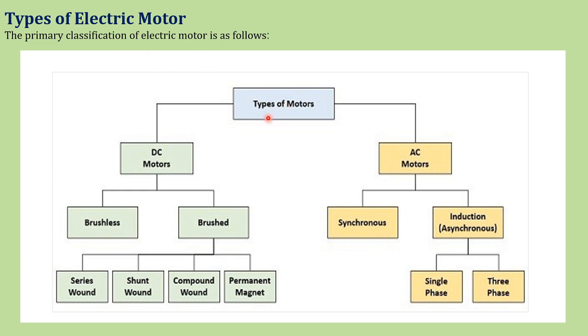Now types of electric motor. Electric motors are of two types, AC and DC. We will talk about DC first. DC motors can be of two types, brushless and brushed. If it is brushed, then it may be series wound, shunt wound, compound wound, or permanent magnet. We will talk about that later in class 12. AC motors are of two types, synchronous and asynchronous. Asynchronous motors are induction type motors. Asynchronous is again of two types, single phase and three phase. The most commonly used type is used in the industrial area.